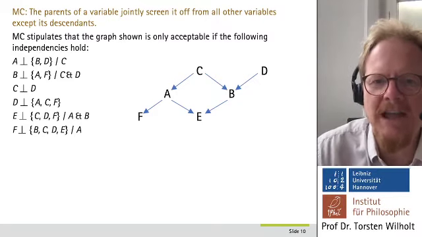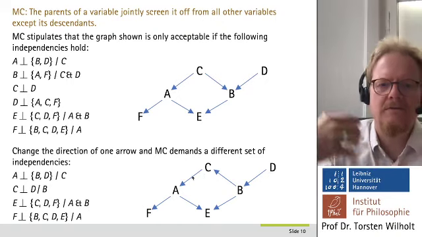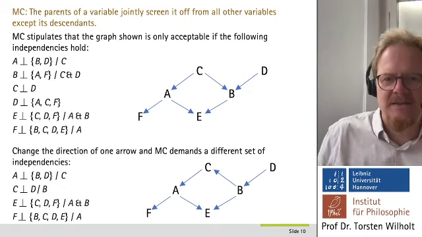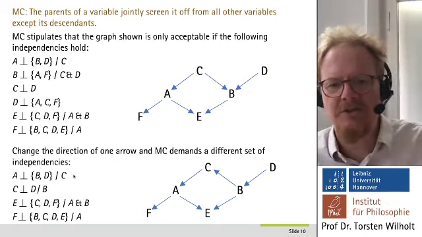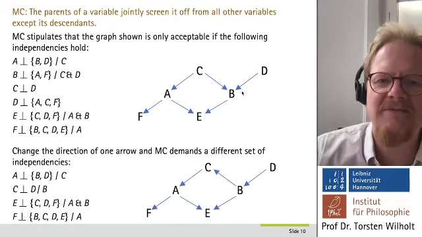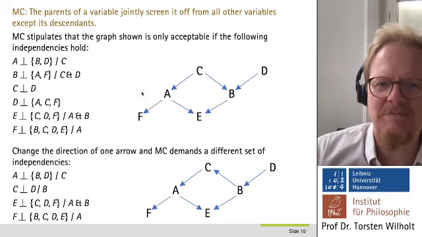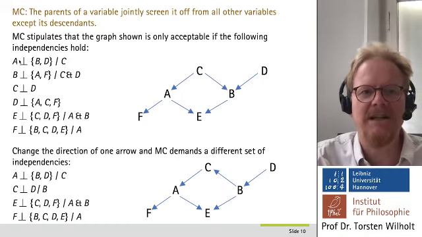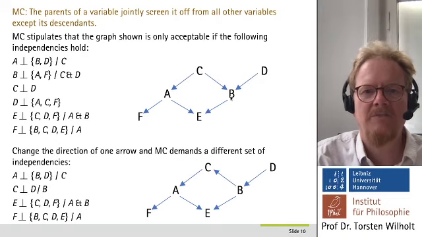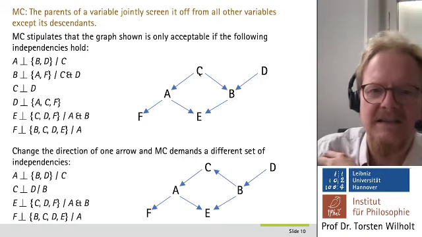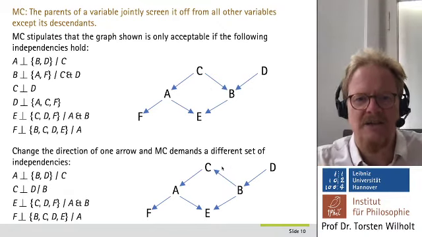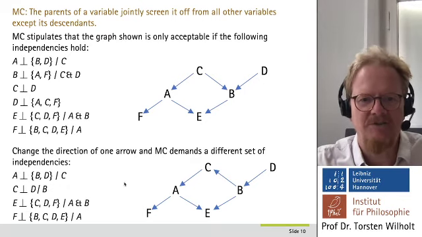Now, if you change the direction of one arrow, this arrow, for example, then the Markov condition demands a different set of independencies. Yeah? And I do this also in particular to show how this now helps, because we have this situation with A, B, and C, the one that we had before. Yeah. So there's a correlation. So C screens off the correlation between A and B. But if you're just looking at A, B, and C, that's all we know, and then we can't decide. Because in this structure, also, C screens off the correlation between A and B.